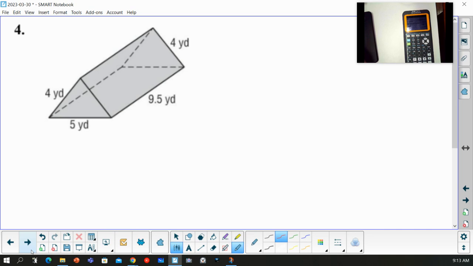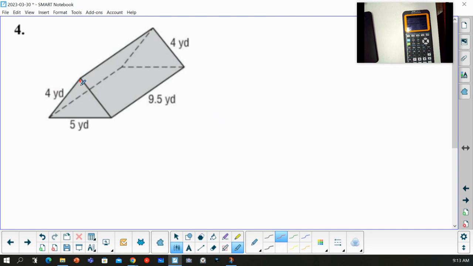All right, this is a challenging problem. I'm going to give you a missing measurement here. I'm going to solve for the missing measurement, but I am going to tell you that you don't have to know how to do this. We haven't covered this. This is not something that you have learned.